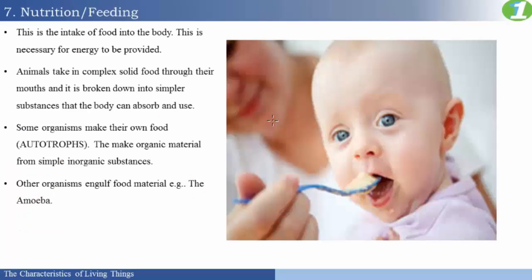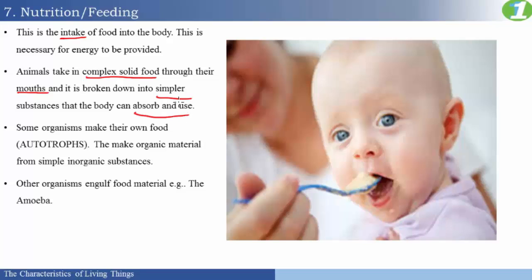And we are now looking at nutrition or feeding. Now this is the intake of food into the body. And notice I said intake and not eating of food, because not all organisms eat food. Some of them have to produce their own food. So animals generally take in complex solid food substances through their mouth parts, and this is broken down in the digestive system into more simple substances that the body can absorb and use.